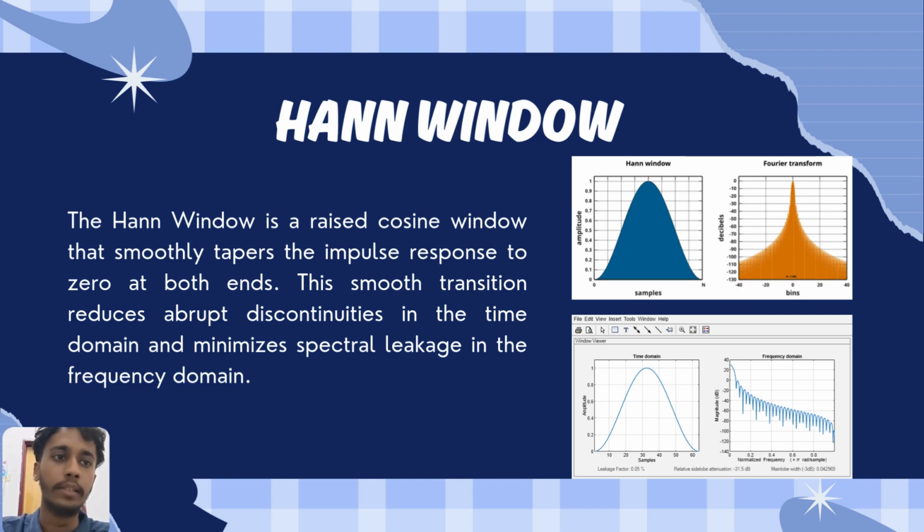Now let's look at a much smoother approach, which is the Hann window. This is what we call a raised cosine window. Unlike the rectangular window that just cuts off, the Hann window gradually tapers the signal down to 0 at both ends. We can think of it as like a fade out at the end of a song. This smooth transition is great because it gets rid of those abrupt discontinuities we saw earlier, which significantly reduces the annoying spectral leakage in the frequency domain.